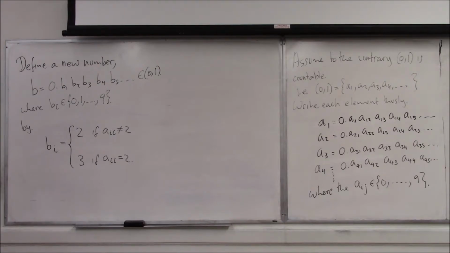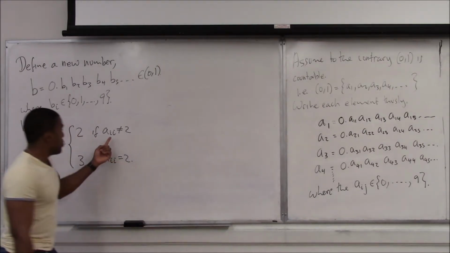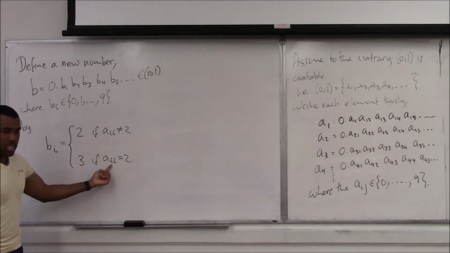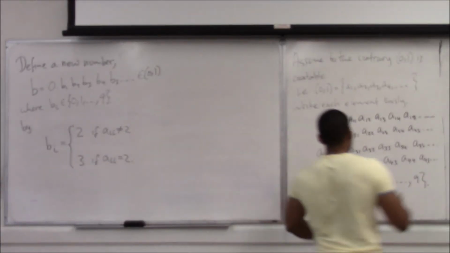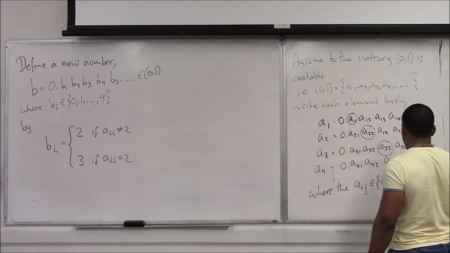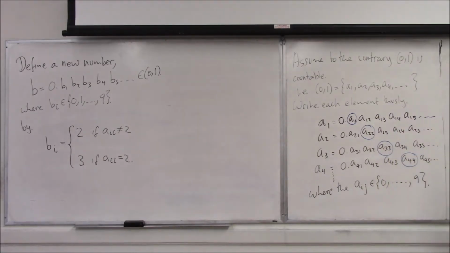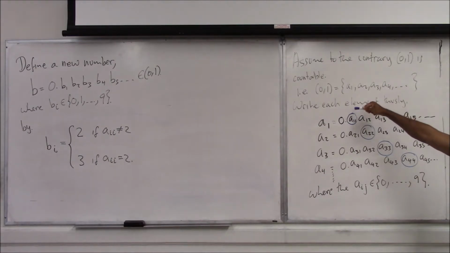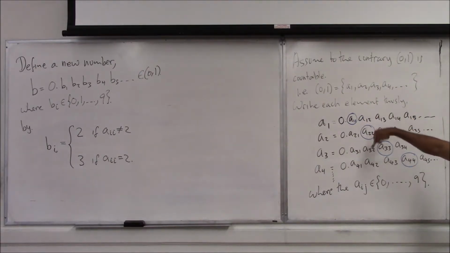Where you pick 2 and 3? Arbitrary. A lot of people use 0 and 1, a lot of people use 5, and it's going to work no matter what. In other words, notice who I'm looking at, the Aii's, these are the guys on the diagonal, so that's why it's called the diagonal argument. So I'm looking at these guys here, whatever their values are. And I'm going to apply this function. I'm going to say, if the number is not 2, change it to 2. If it is 2, change it to 3. Okay.